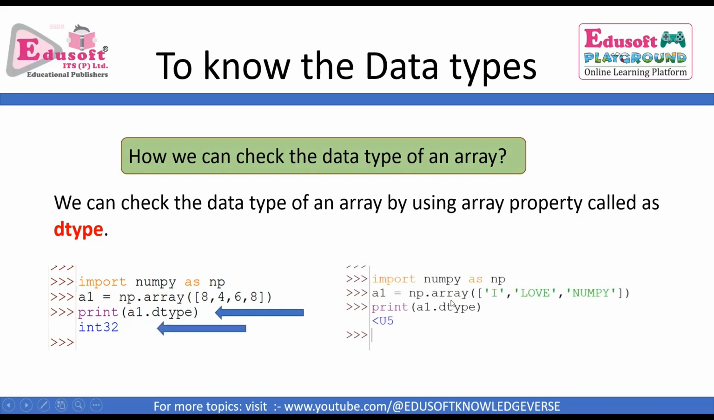You can see the second syntax over here. a1 equals np.array, and within the array you can see "I love NumPy". Now print a1.dtype. You can see the output as U5, capital U5. It means Unicode string. So the data type of our array is string.